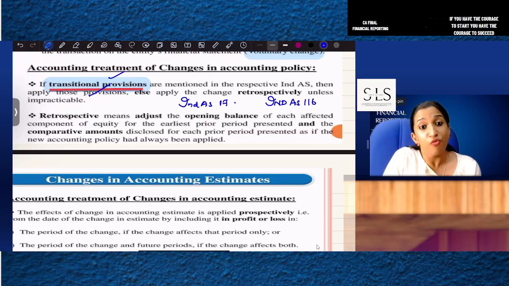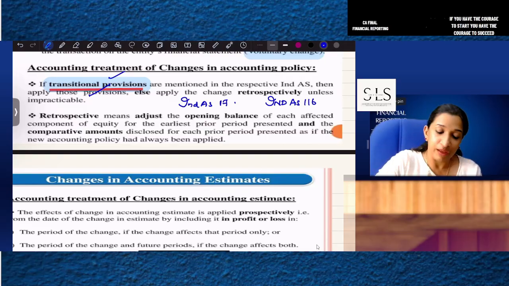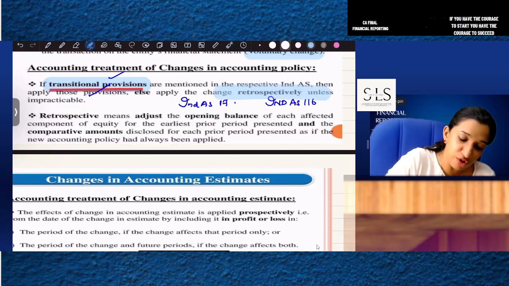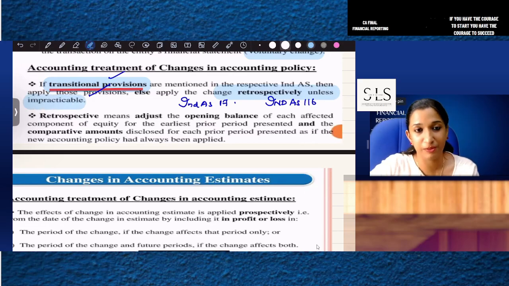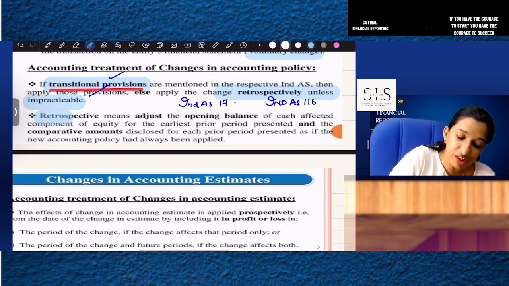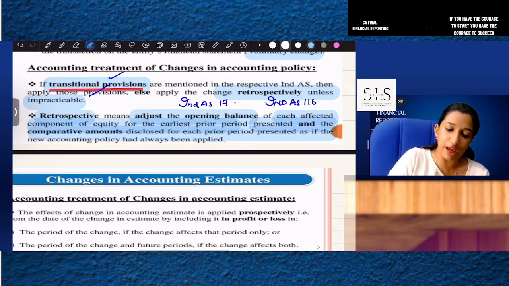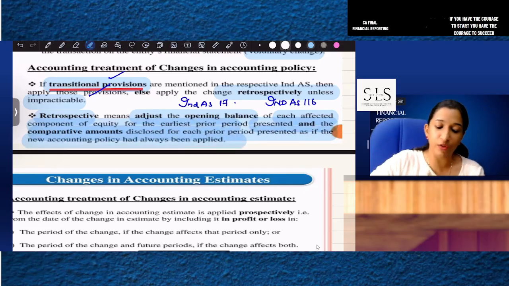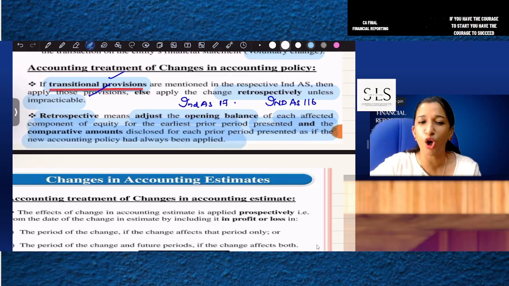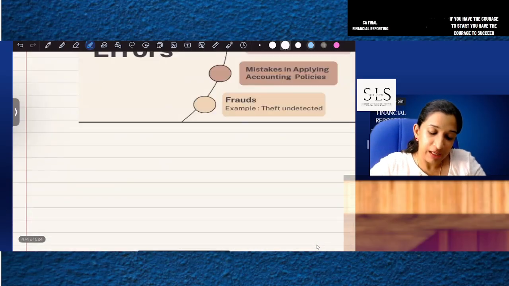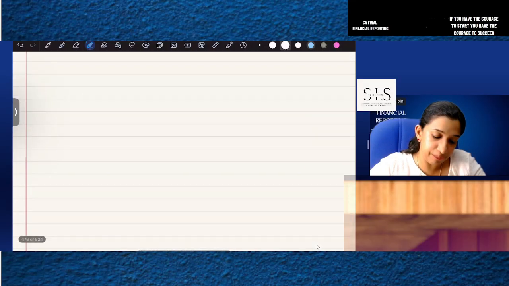Okay, you remember full retrospective approach, modified retrospective approach number 1, modified retrospective approach number 2. Then apply the changes retrospectively unless impracticable. Retrospective means adjust the opening balance of each affected component of equity of the earliest prior period presented and the comparative amount disclosed for each prior period presented as if the new accounting policy has always been applied. Not clear? Let's find out with the help of an example.